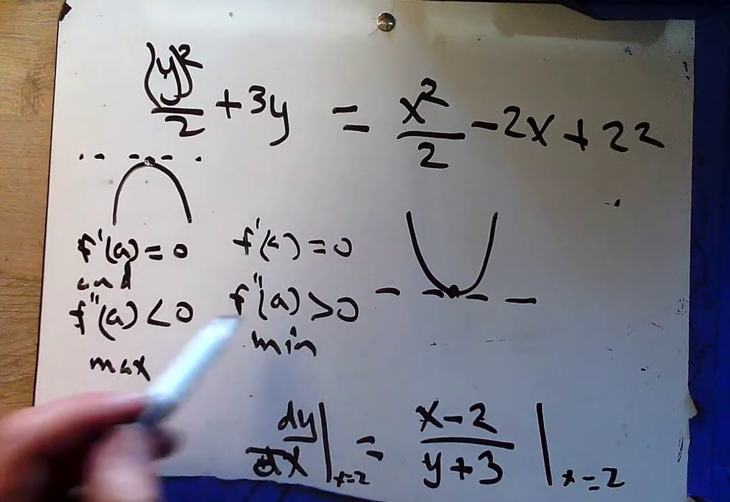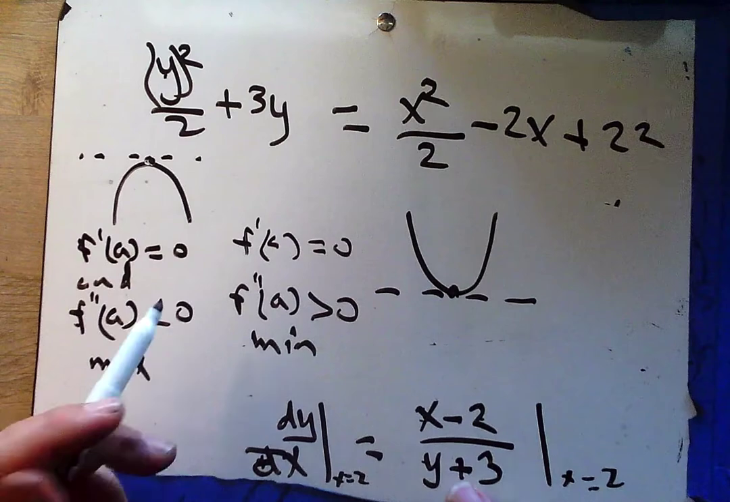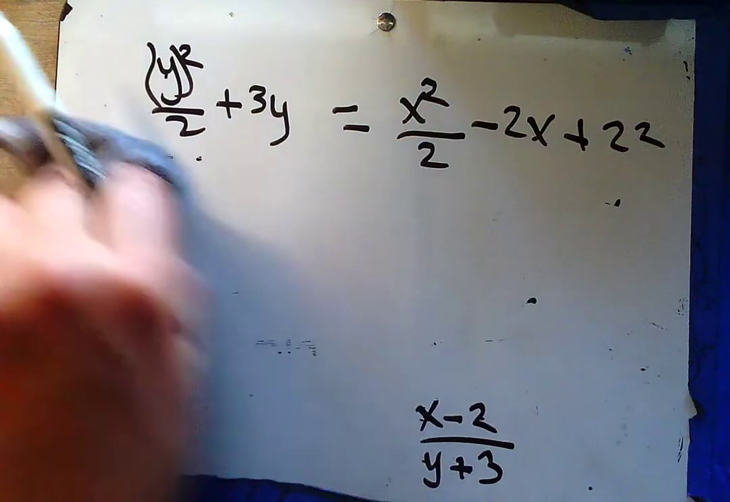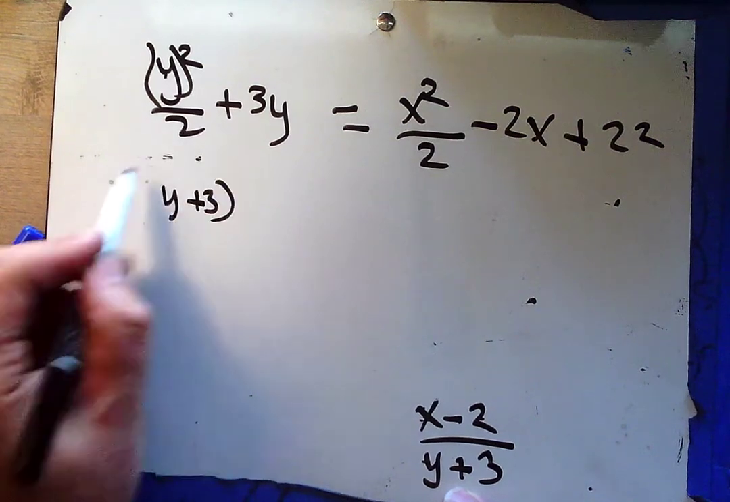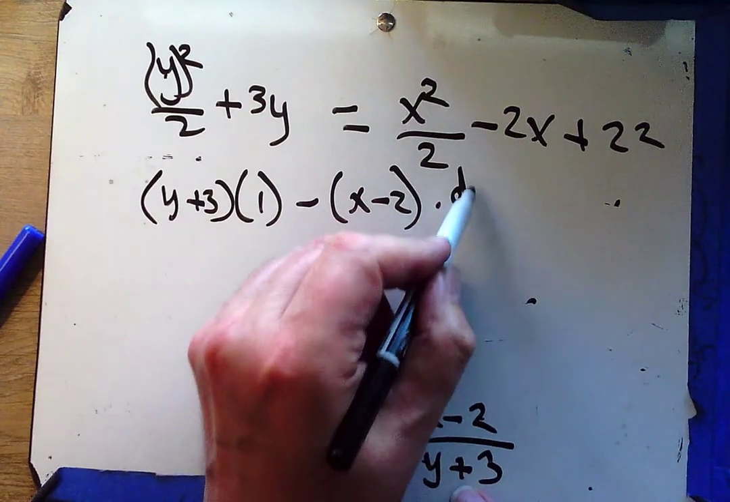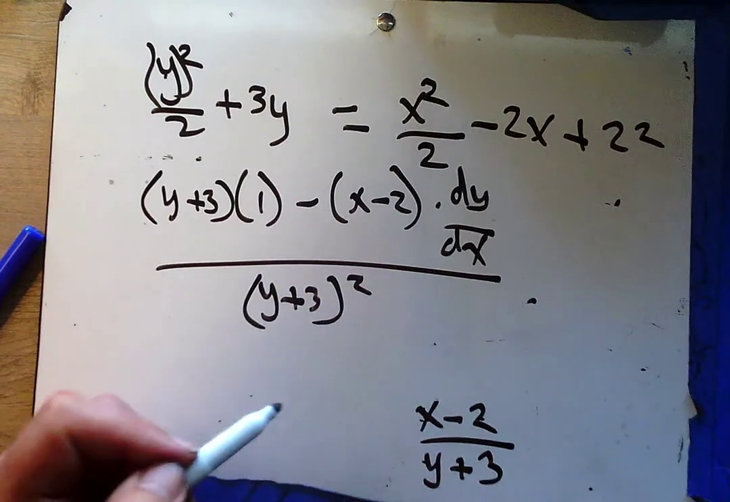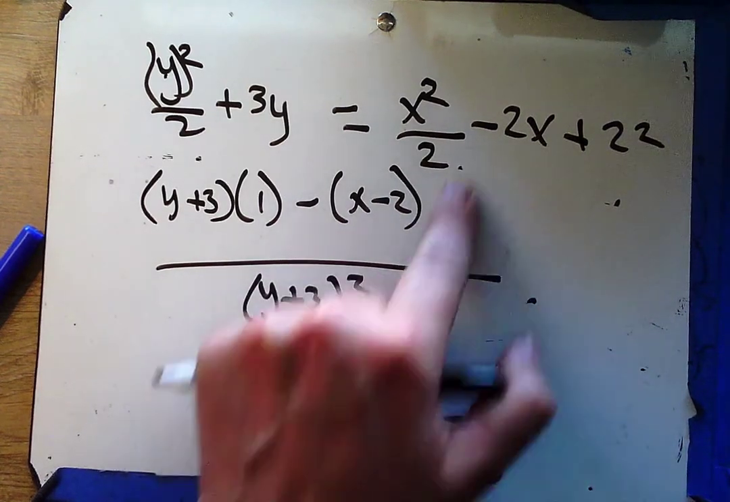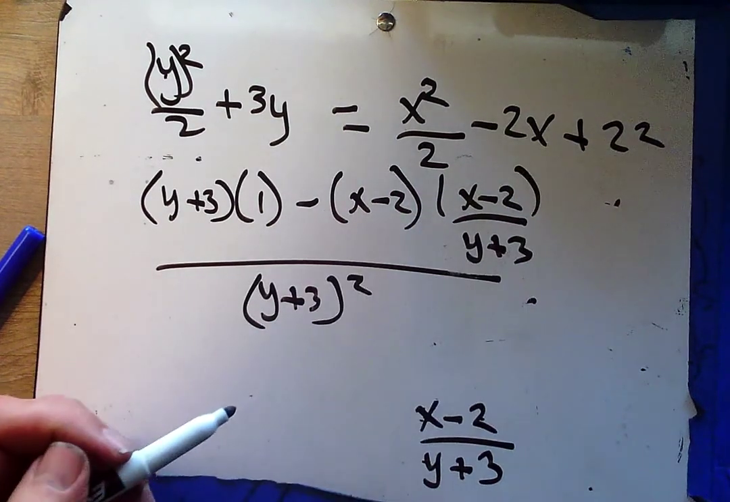So we need to figure out f double prime and plug in this point and see what happens. So here's f. Let's find f double prime. Quotient rule: low d high minus high d low over low squared. Nice. Remember though, we want to replace this dy/dx with this stuff: (x minus 2)/(y plus 3).